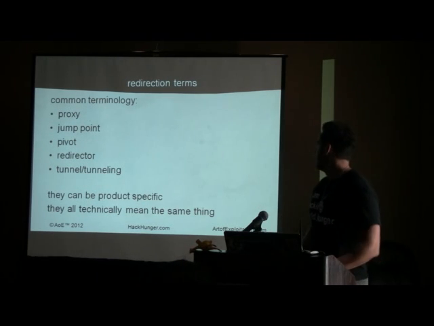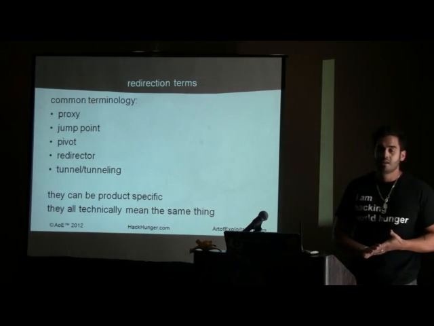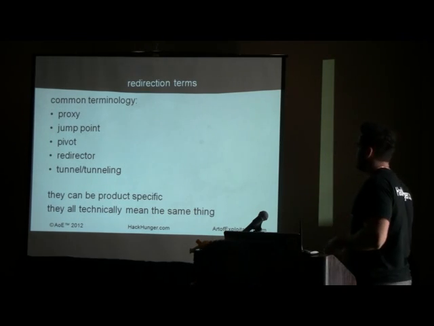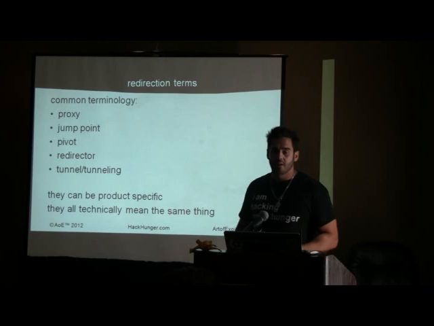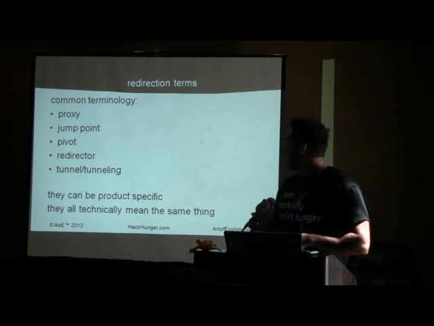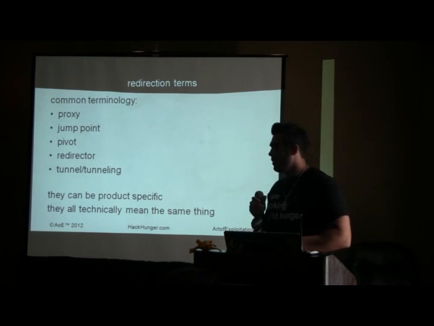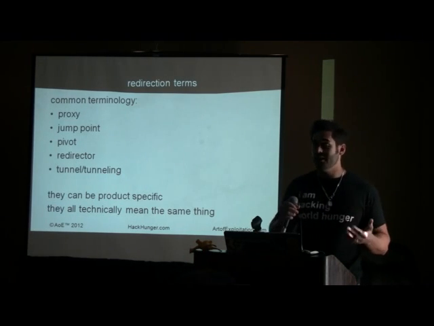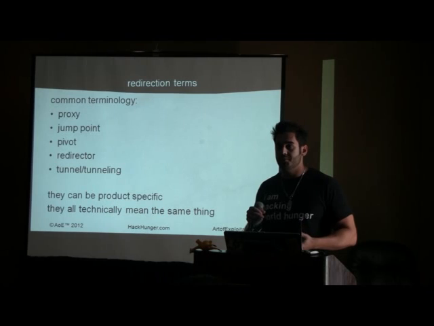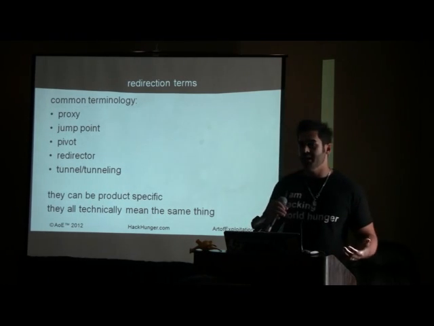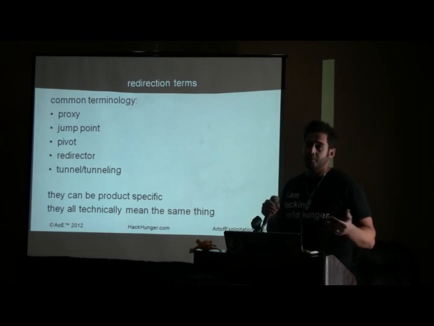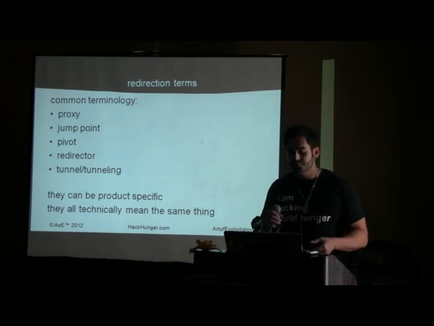All right, so let's get down to the details of the talk. When we talk about redirection, there's some common terminology associated with it. A lot of people refer to it as proxies, jump points, pivots, redirectors, tunnels, or tunneling. They all technically mean the same thing, and they can be product specific. If you're saying, I'm going to pivot my exploit from this, usually you're talking about Core Impact or something like that. I'm going to refer to it as a redirector.